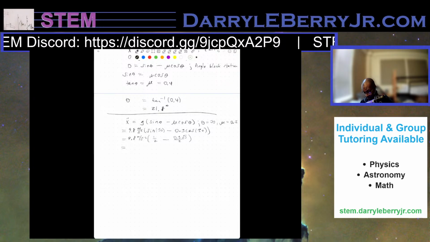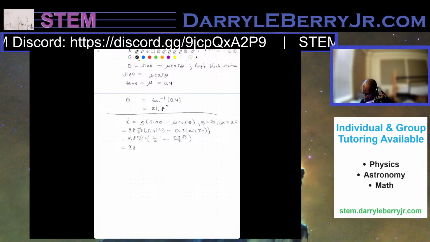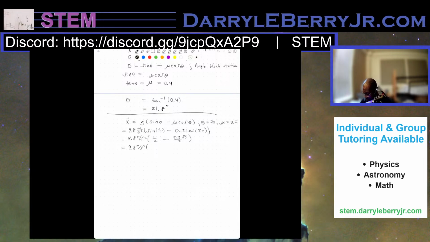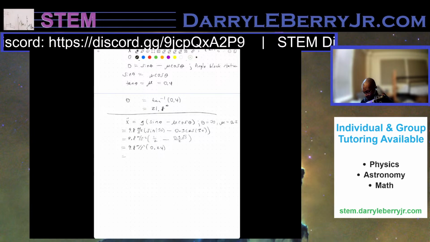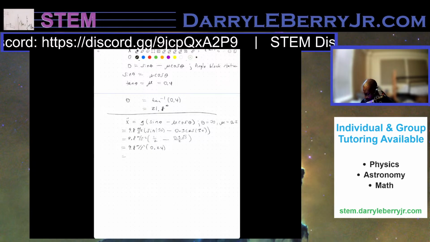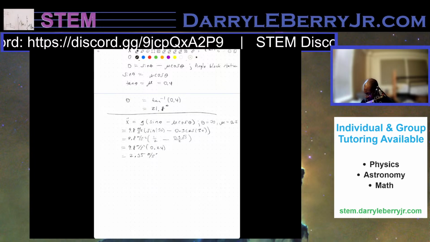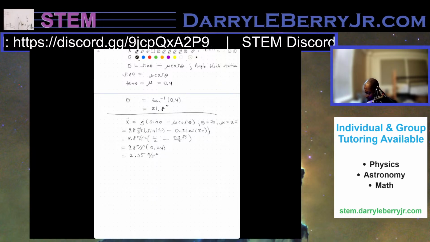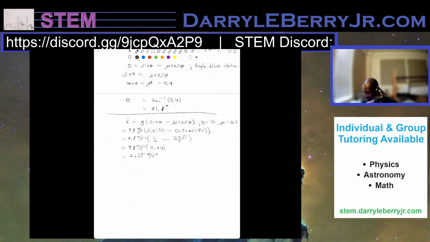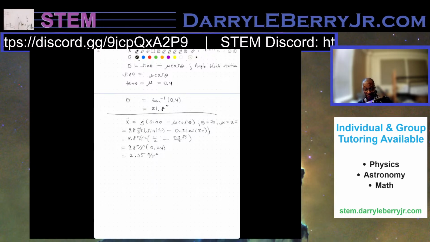My calculator. So that's 9.8 meters per second squared times 0.24. So the acceleration is going to be 2.35 meters per second squared. So at 30 degrees with the coefficient of friction of 0.3, it'll move at 2.35 meters per second squared.